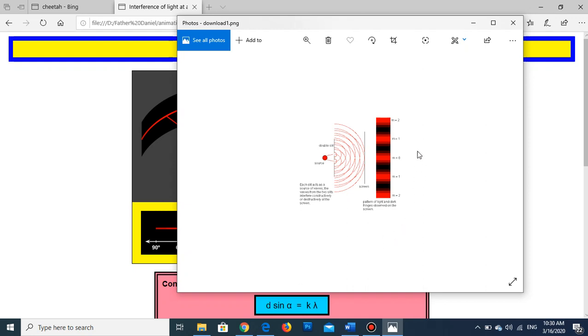The important point to know is that when I talk about a bright fringe, in reality I'm talking about the center of the bright fringe. So if I talk about this bright fringe, I'm talking about this point. This central fringe, I'm talking about this point. This dark fringe, I'm talking about this point, the center of the dark fringe also.